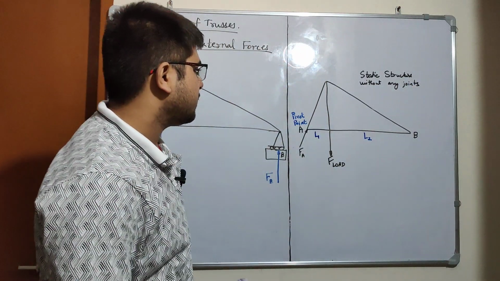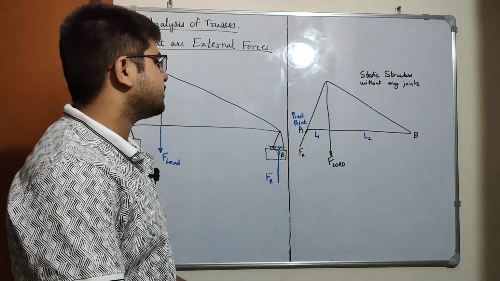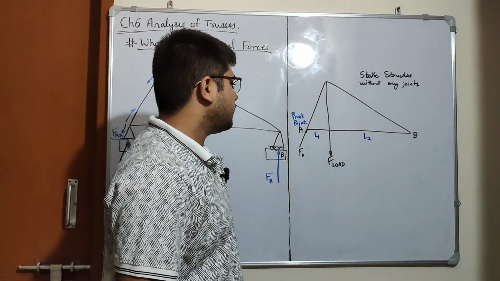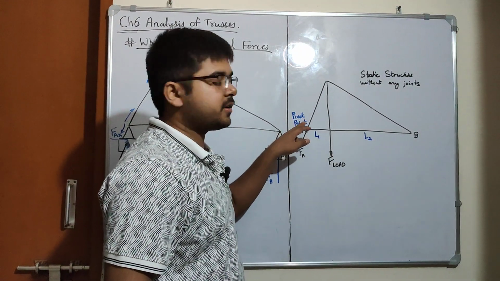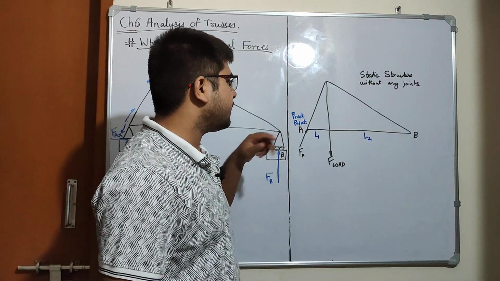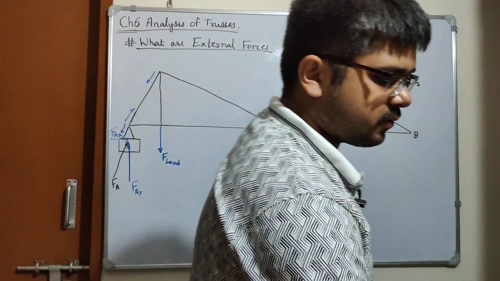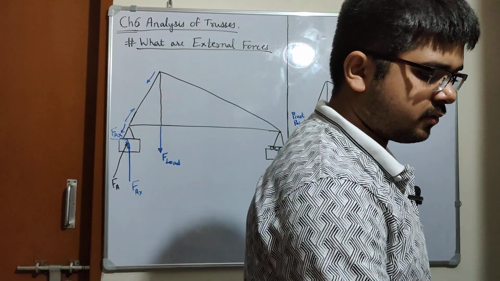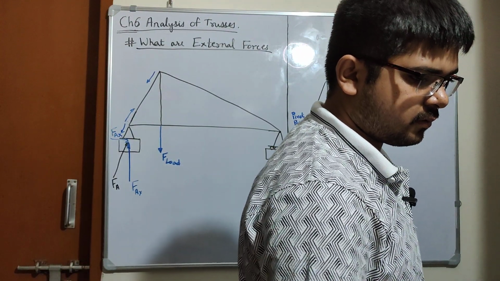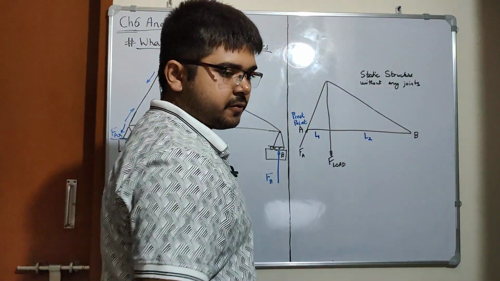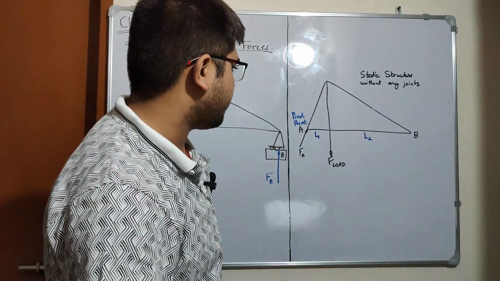Then to find the external forces on the load, we can take a pivot point. We can take a pivot point at A. There is also a force here, Fb.